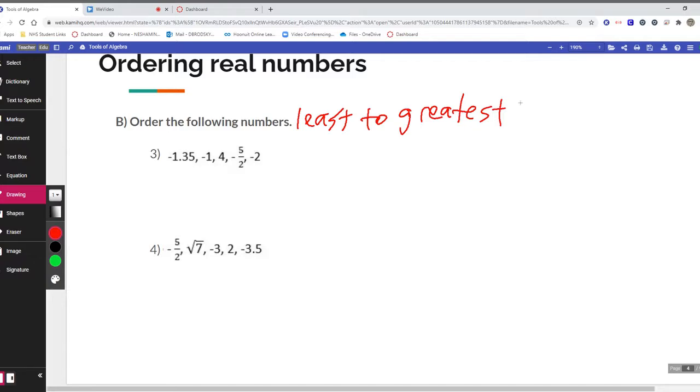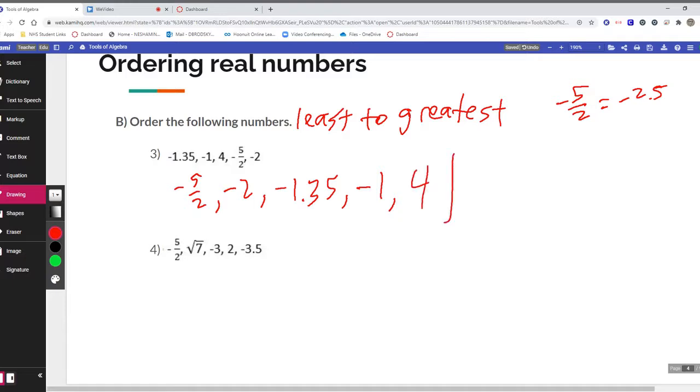Again, some of these I could want to convert to decimal. Like, for instance, maybe -5 over 2. That's going to be -2.5. So what's our biggest negative number here? We got 2.5, 2, 1. So it looks like -2.5 is our biggest negative number, so it makes it the least number of the group. We move to -2, -1.35, -1, and our only positive number is 4.